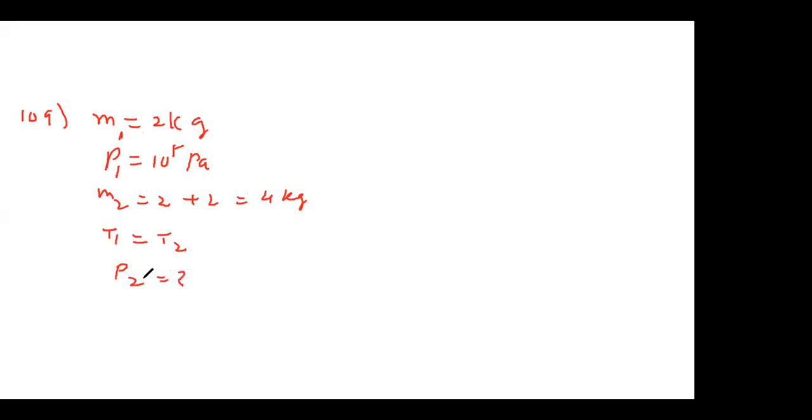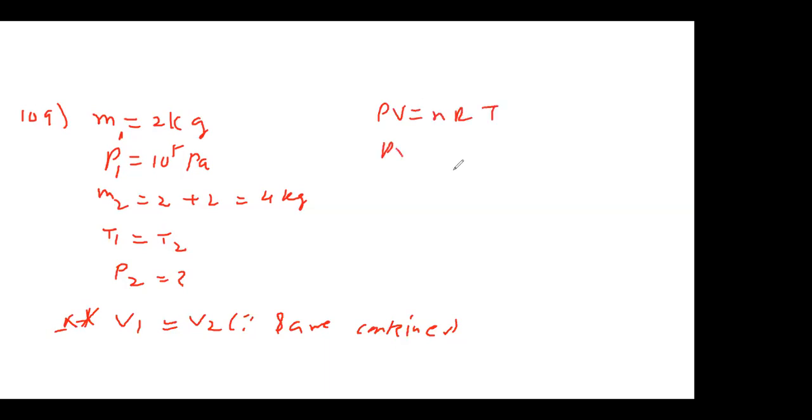See, because the container is same, therefore volume will remain same. Whenever you see same container, that means volume is same, it is indirect information. Again a gas problem came, so I say PV is nRT. n means given weight upon molecular weight into RT. So P1 V1 upon P2 V2 is M1 upon M2 into T1 by T2.